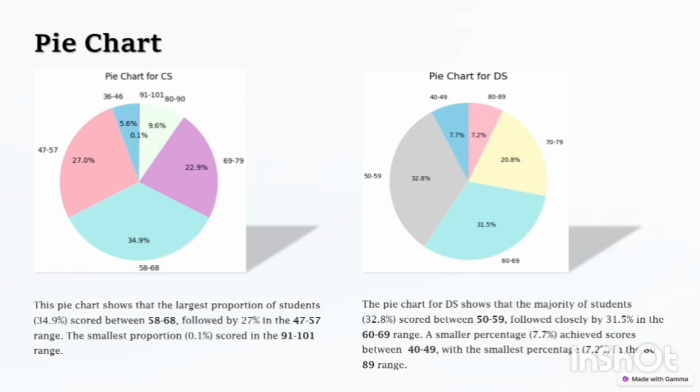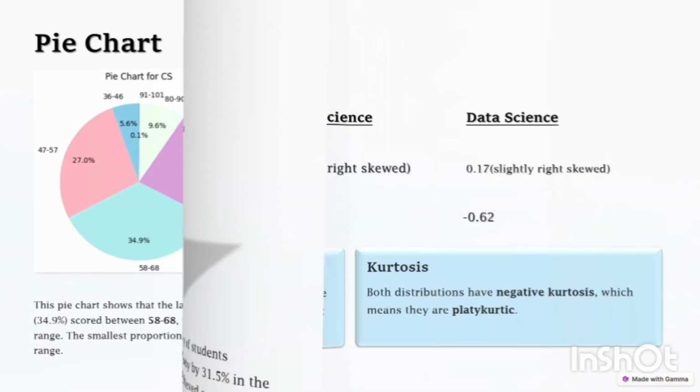Pie chart. These pie charts break down the score ranges for CS and DS students, giving us a clear picture of how the scores are distributed. For CS students, the largest group scored between 58 and 68, comprising 34.9% of the total population, and for DS, 32.8% scored between 50 and 59.